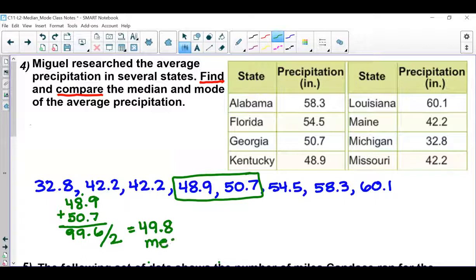The mode is 42.2. Why is it 42.2? Because it's the most occurring number. Right, so most recurring. We have one right here. We have another one right here. So let's go here, mode is 42.2.